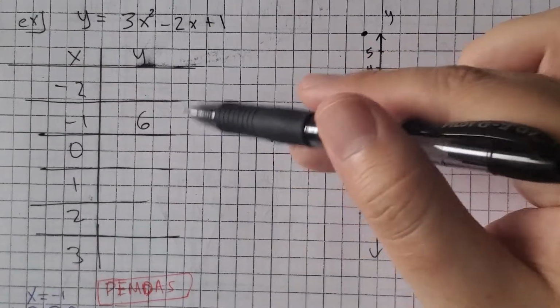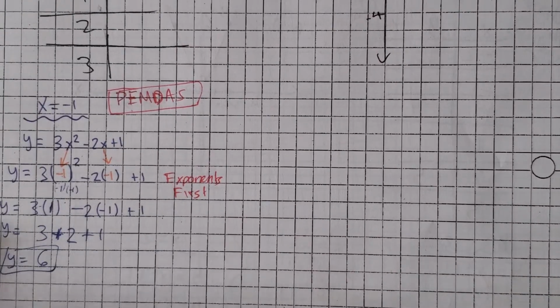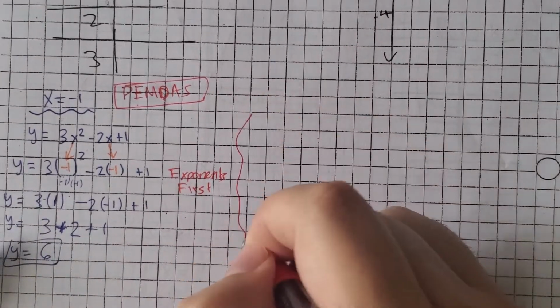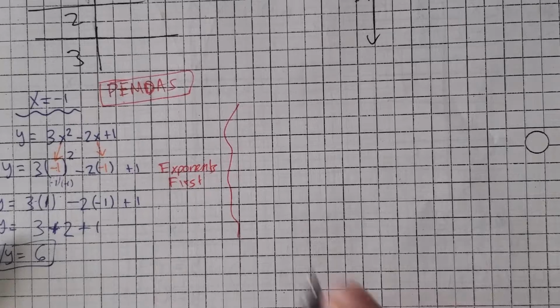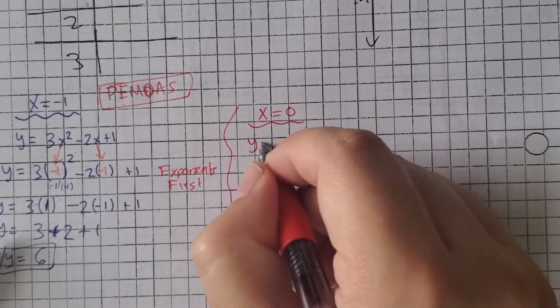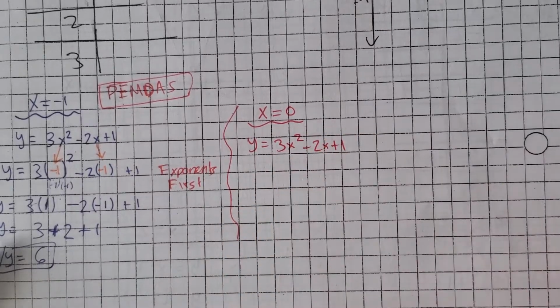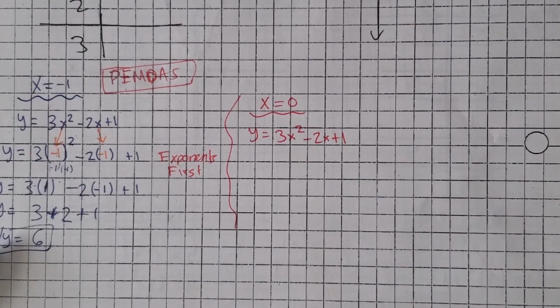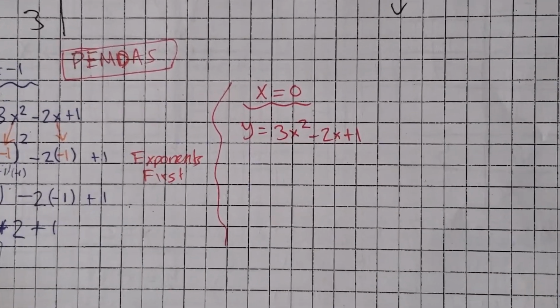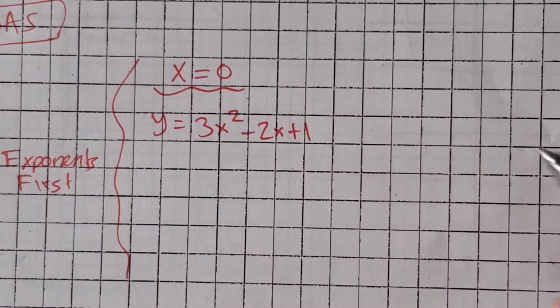So let me start with the other small numbers. Again, I'm going to choose x equals 0 because that's going to make it so much easier. Let me divide this up. I want to see what happens when x is equal to 0. So my equation is 3x squared minus 2x plus 1. And the cool thing about 0, in fact, I don't have to do much work.